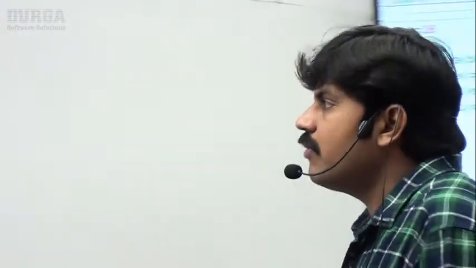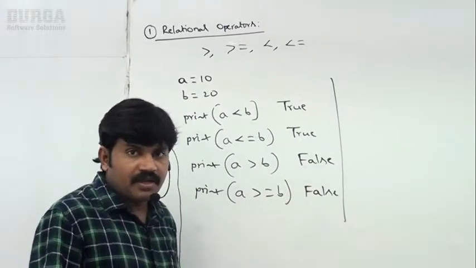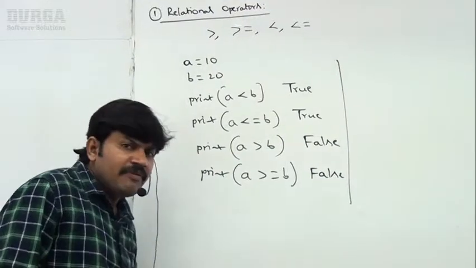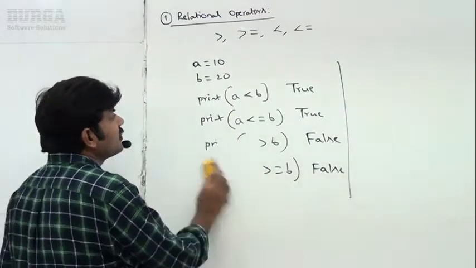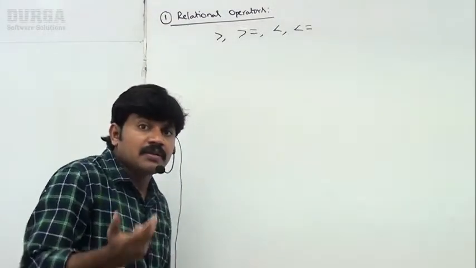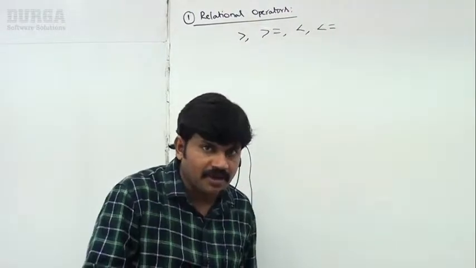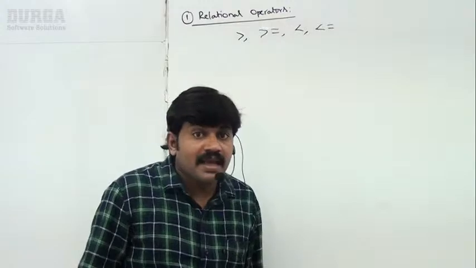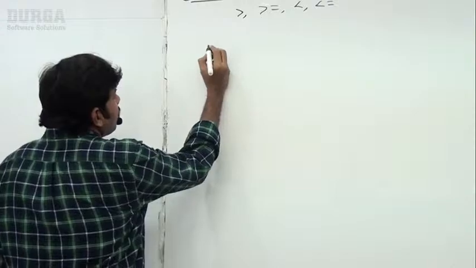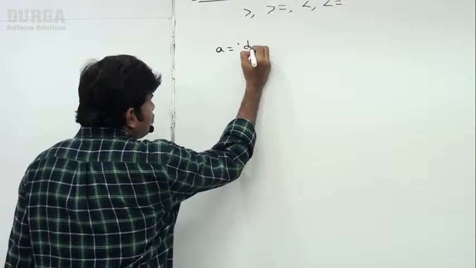Clear for all of it? So we can apply relational operators to numbers. There is not much explanation required about this terminology. Now we can apply these relational operators to string types also. For string objects you can apply them too. Then what is the behavior? Very simple: the comparison happens based on Unicode values, ASCII values. I hope you are aware. Here observe, I'm taking a simple example: s1 is equal to Durga.